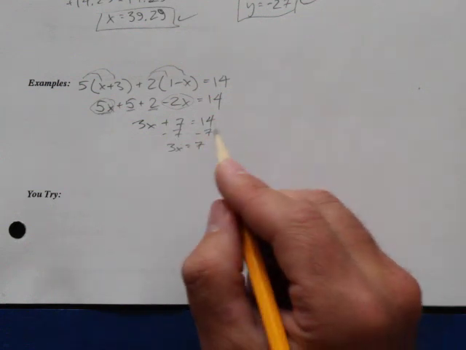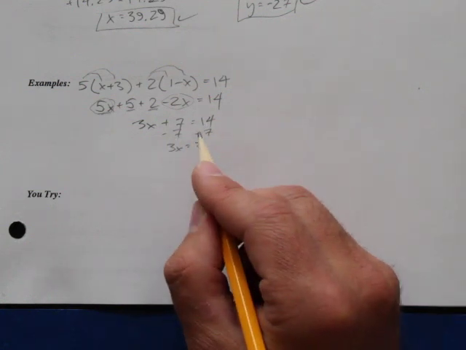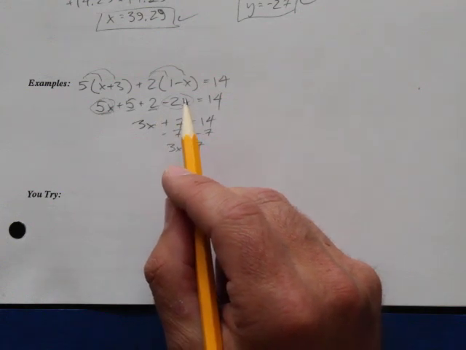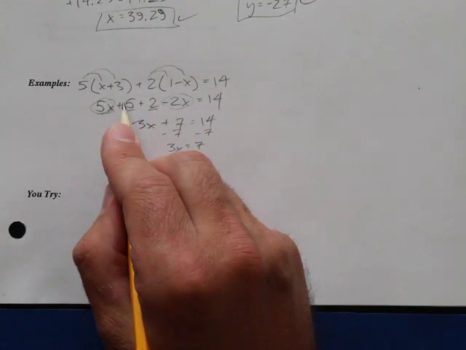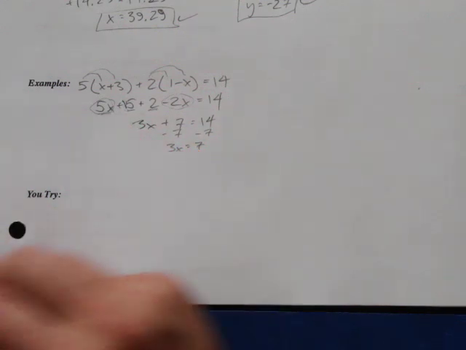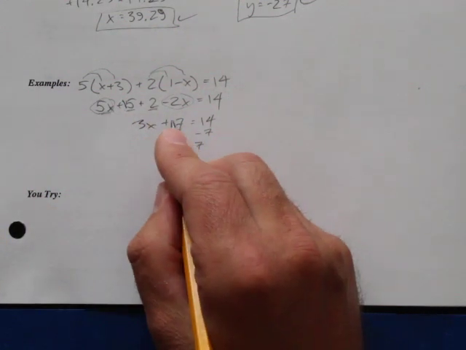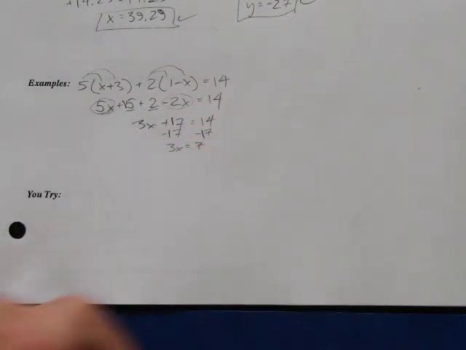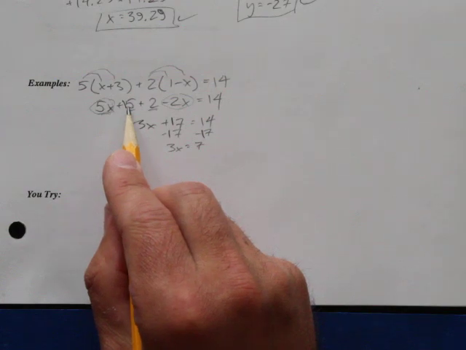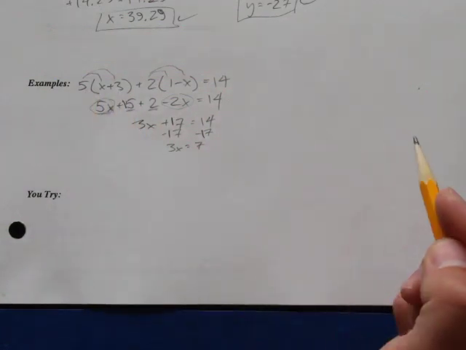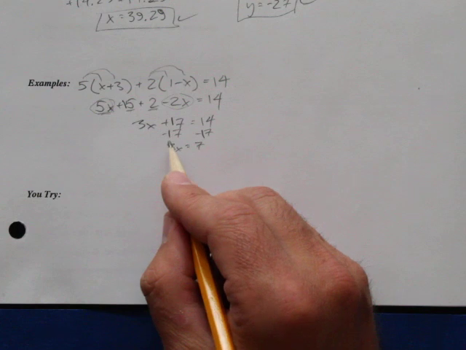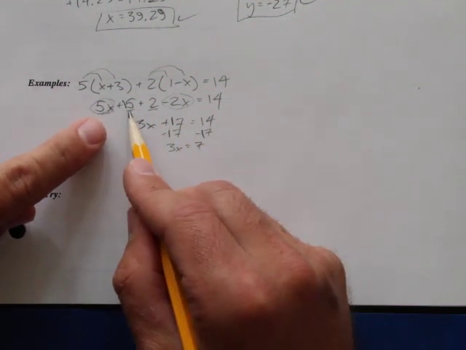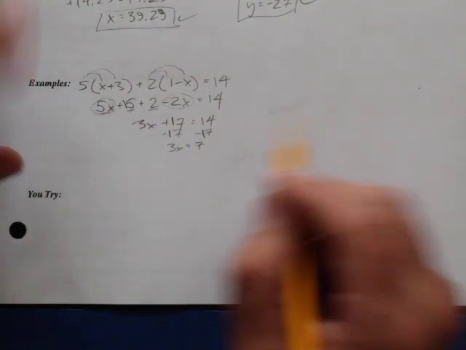Wait, did I do something wrong? Oh, 5 times 3 is 15. There it is. 15 plus 2 is 17, so I'm subtracting 17 from both sides. There we go. That was close. I think I said 15 when I multiplied, and I just wrote 5. Anyway, you can check the video. You're saying as I'm going through, Mr. V, it's 15, Mr. V. Well, I heard you finally.